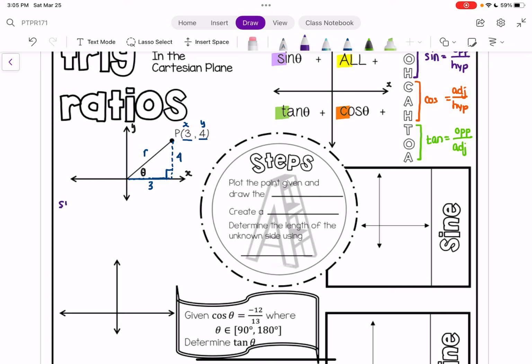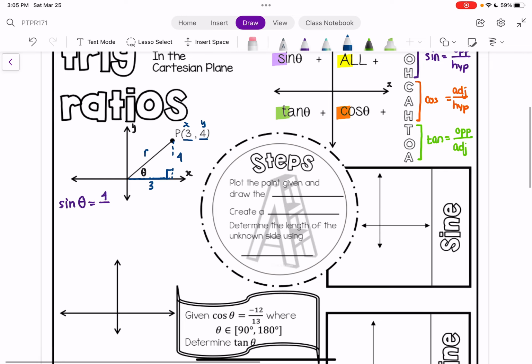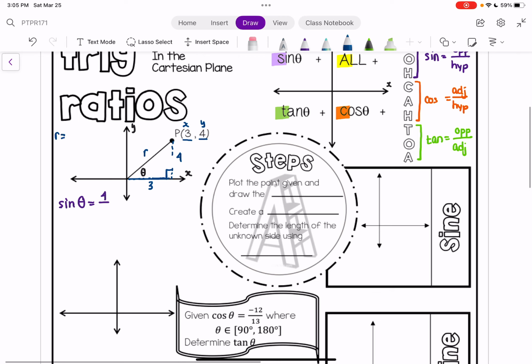So we have sine of theta, and this is opposite. Remember, we have to go opposite the angle. So that is 4 over hypotenuse. And now, what is my hypotenuse? My hypotenuse is r. I can't say r, so what we're going to do is use Pythagoras to work out the r value. And so we get r is 5.